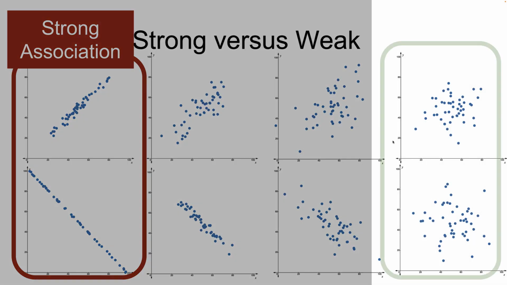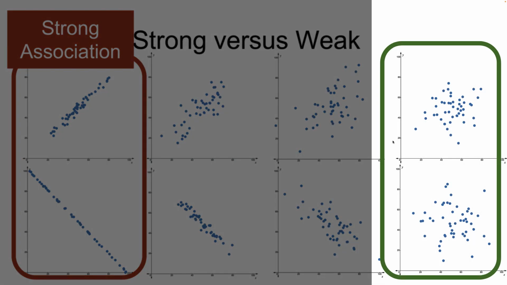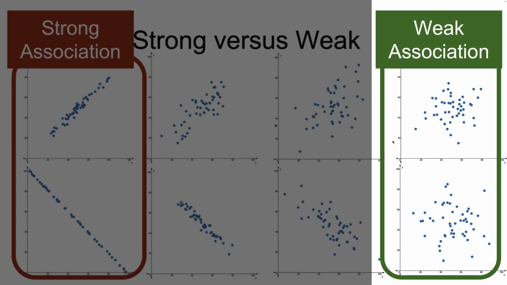On the very far right, there's a lot of dispersion between the data points. We would say that those graphs have weak association.